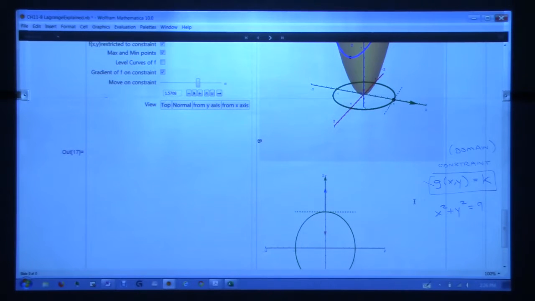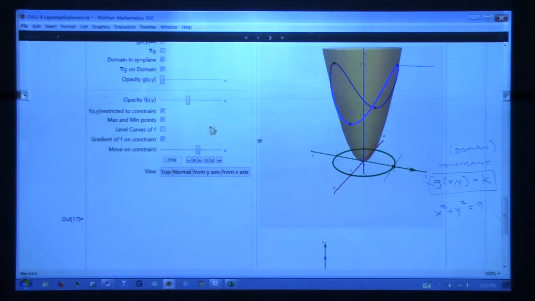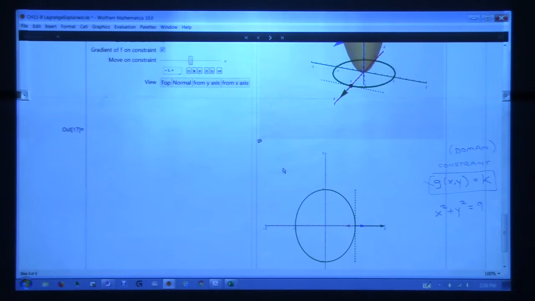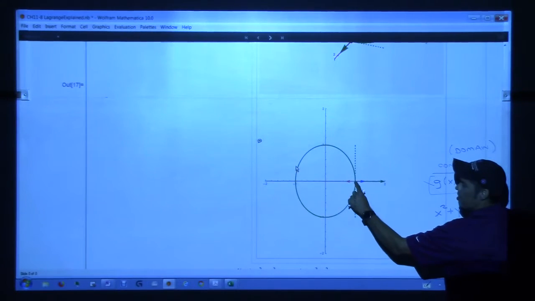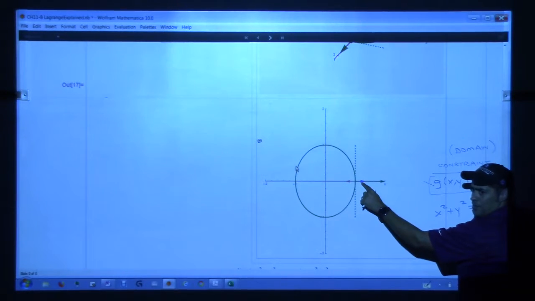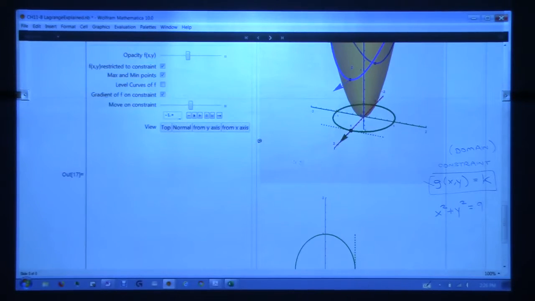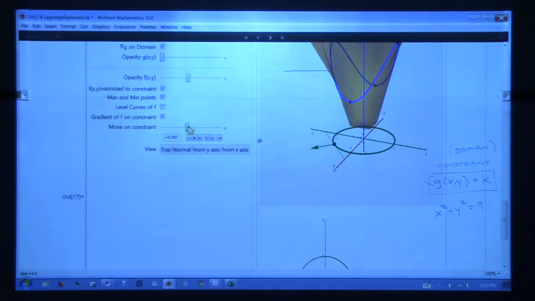Let's move to another one. Maybe it was just a coincidence. Let's move to another one. Not quite getting there. There we go. I think we're there, right? Let's look at it down here. Look at that. Gradient of the domain, gradient of the surface we're trying to maximize. And this is not a coincidence.